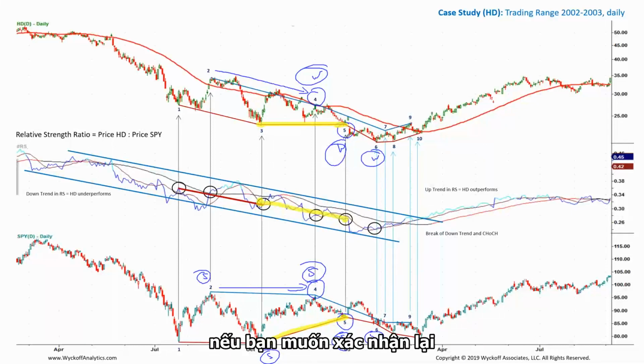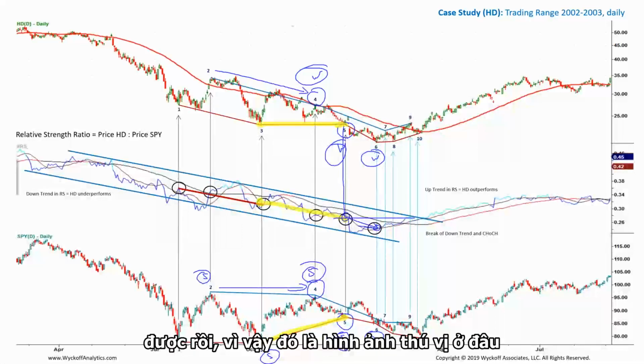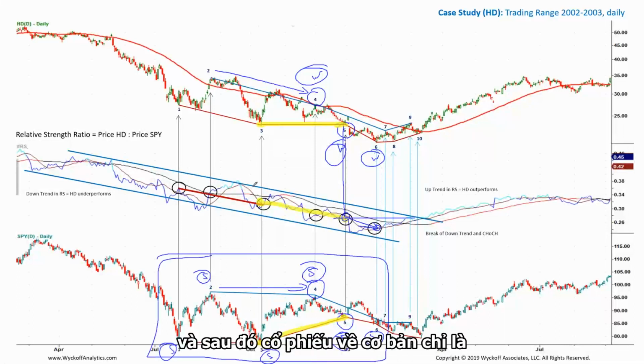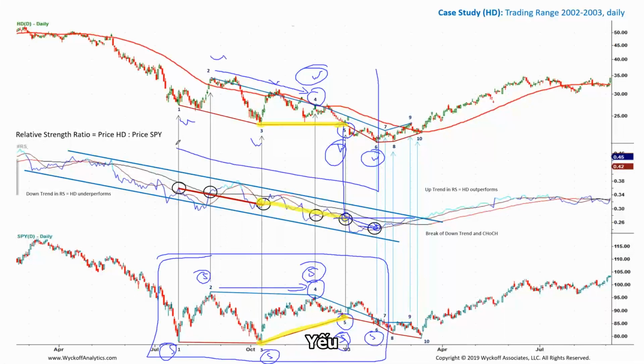If you want a confirmation again, look at the relative strength ratio line and compare these 2 points, and look at the progression of the price ratio line either up or down, and compare significant low to significant low both on the stock and the market proxy. Okay, so it's an interesting picture where we're seeing that there is a lot of strength in the market in this area, and then the stock is just basically weaker, weaker, weaker, weaker, weaker.